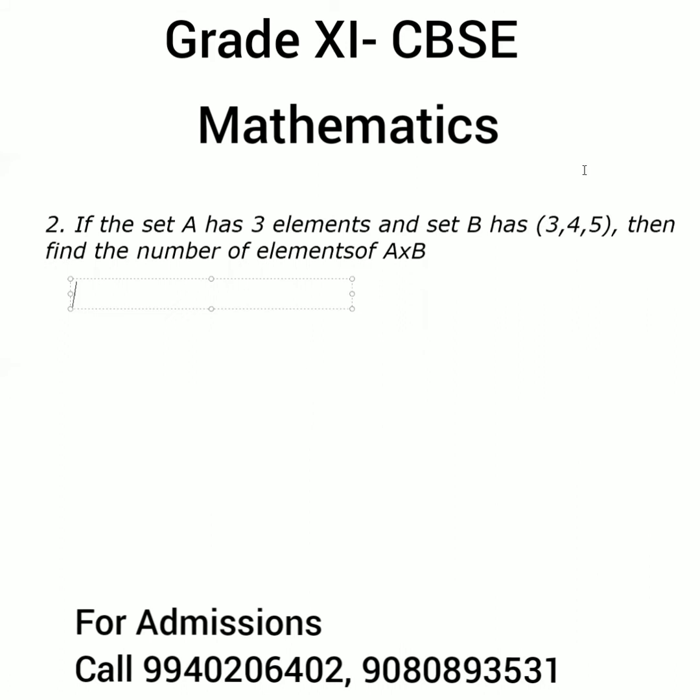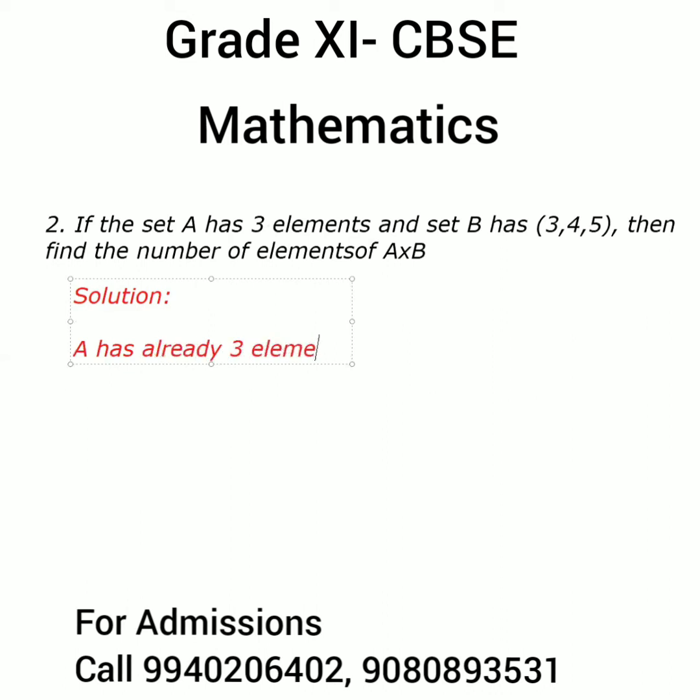So question number 2: if the set A has 3 elements and set B has elements 3, 4, 5, then find the number of elements of A cross B. So for the solution, they have already given us that A has 3 elements. Yes, ma'am, A already has 3 elements.